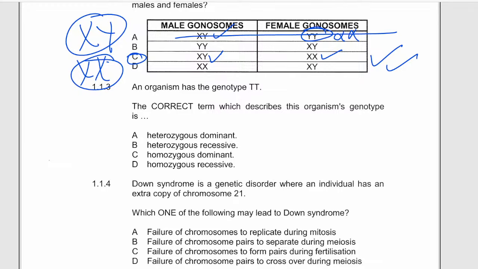An organism that has the genotype capital T, capital T. The correct term to describe the organism's genotype is capital T, capital T. It is because the same kind of letters or alleles, therefore we shall call them homo. But because they are dominant, if it was small letters, then it's a different story. Because it's dominant, the answer is supposed to start with the word homo. So I have homo and I have homo. So these ones are out already. So here it becomes homozygous dominant, therefore C becomes the most correct answer. So you get your 2 marks there.